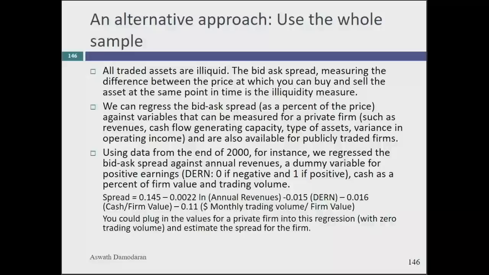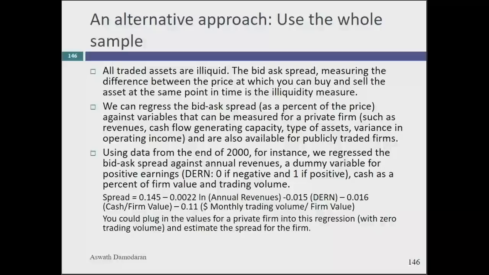So about 10 years ago, here's what I did. I took the bid-ask spread for every publicly traded company. And I stated it as a percentage of the price because the spread is a dollar value. So if you have a $2 price, let's say the bid-ask spread is $1.50 to $2. So it's a 50-cent spread. If I divide by the price, that's almost 25%. So I do that for every company.